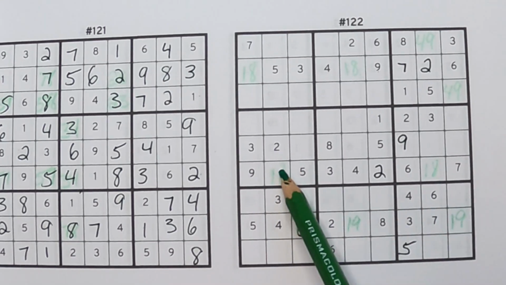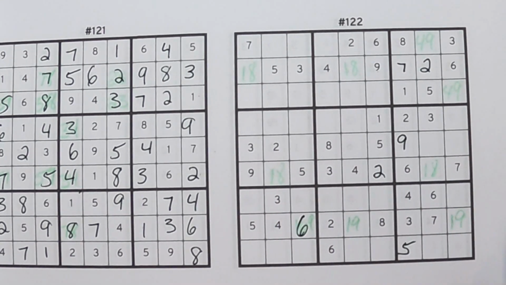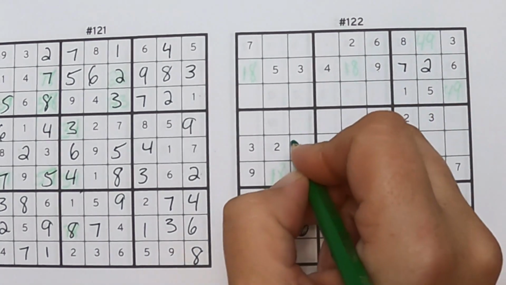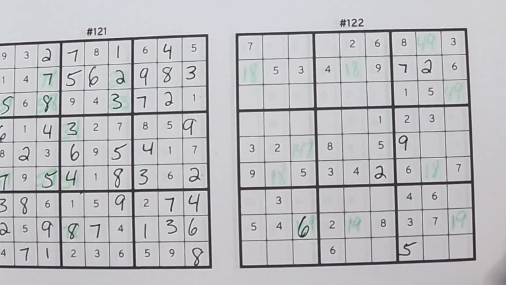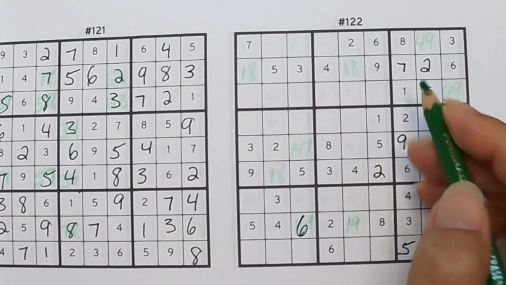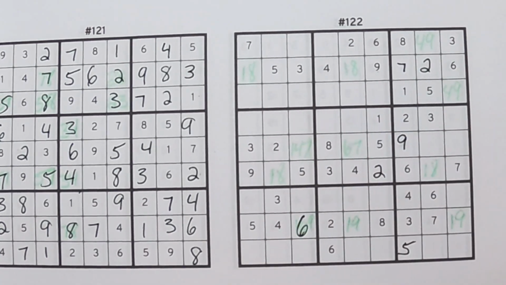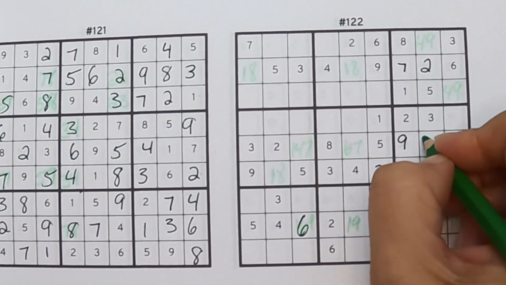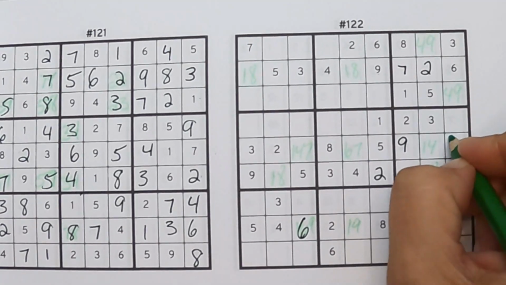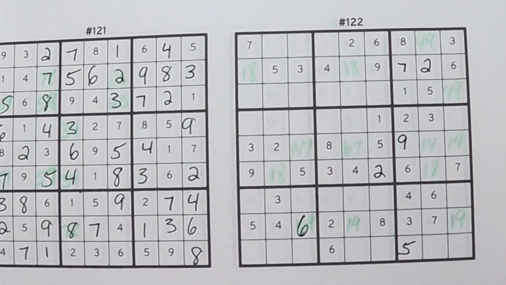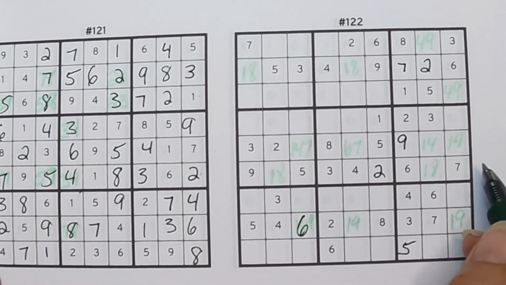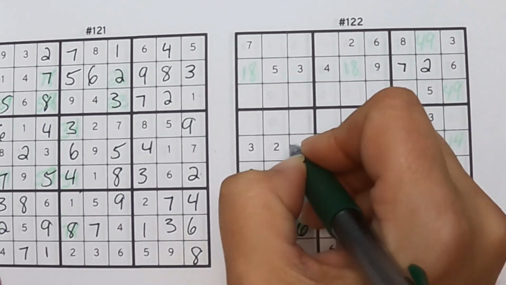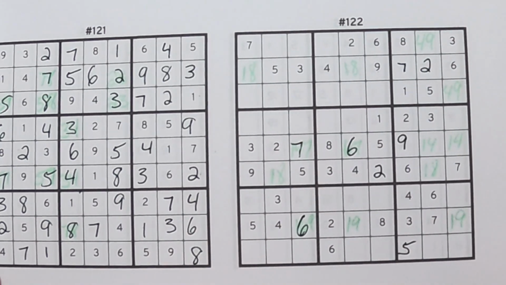For this row, we're missing 1, 4, 6, and 7. We've got a 6 here, so 1, 4, 7. 1 and 4 here, so 6, 7. 6 and 7 here, so 1, 4. Same here, 1, 4. But if we look, the only place the 6 can be is here, and that means the only place the 7 can be is here.